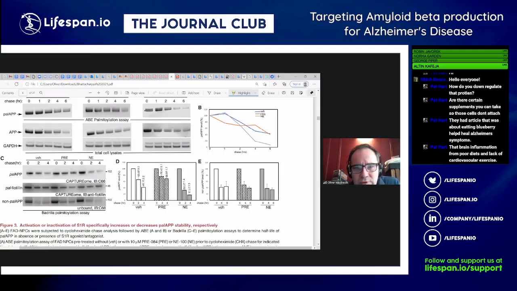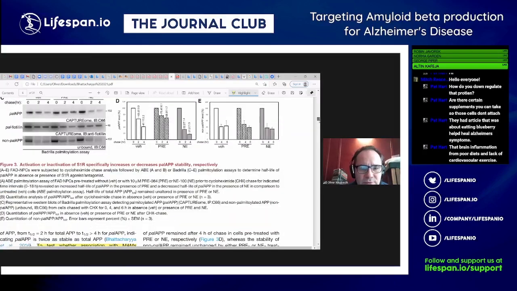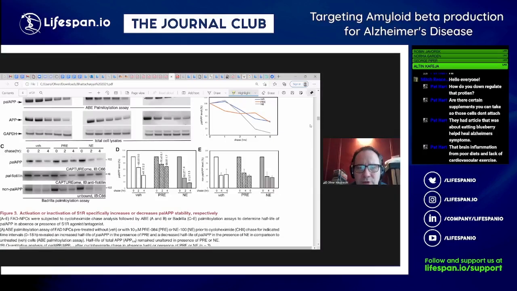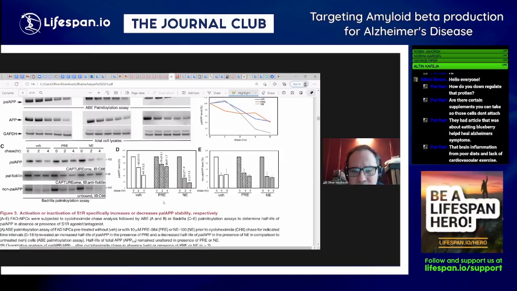And this is just the control vehicle. And these are just figures from the palmitoylation assay and the lysates. And this is quantification down here, in D and E. Specifically implicated in this, and I'm not exactly sure how this receptor is involved with the direct palmitoylation, how it interacts with the enzymatic step of palmitoylation of APP, I'll just be blunt here. But you can rescue this effect by adding in the chemical compound I mentioned, this PRE-084, which is an agonist of the S1R receptor, or you can further dampen it by adding in this NE100, which is an antagonist.